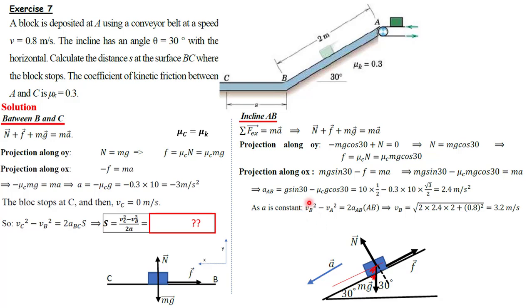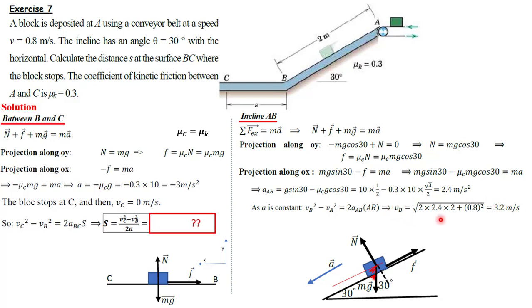Okay, we need to find VB. We know what VA is because it's given that the initial V at A is 0.8 meters per second. We deduced the acceleration along AB, and we know the distance from A to B. AB is equal to 2 meters. Then VB is equal to 3.2 meters per second.